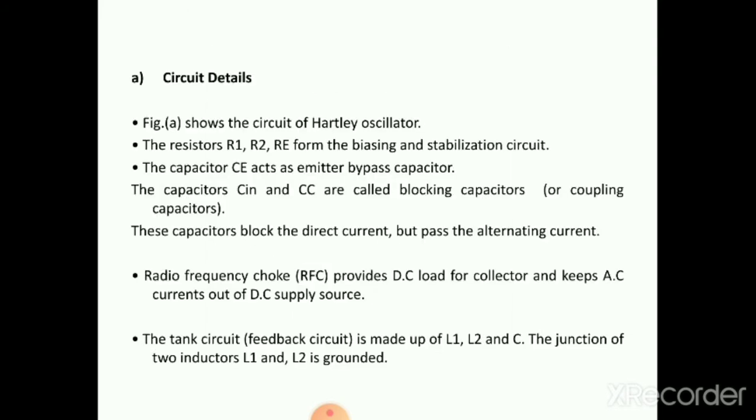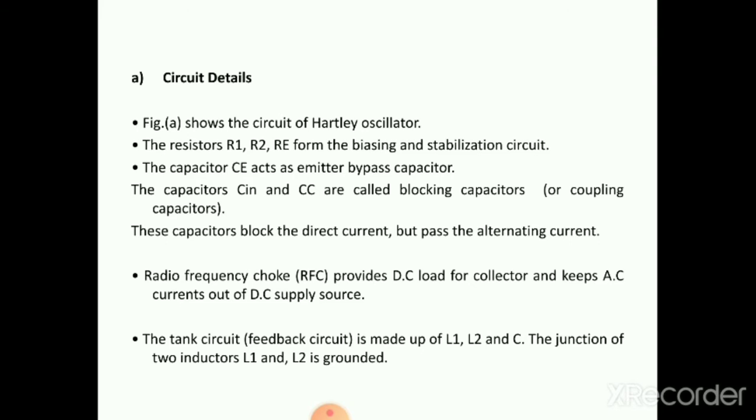Now see the circuit details. The figure shows the circuit of a Hartley oscillator where the resistors R1, R2, Re form the biasing and stabilization circuit. The capacitor CE acts as the emitter bypass capacitor. Capacitors Cin and Cc are called blocking capacitors or coupling capacitors. These capacitors block the direct current but pass the alternating current. That is what capacitors do. They block the DC and allow the AC.